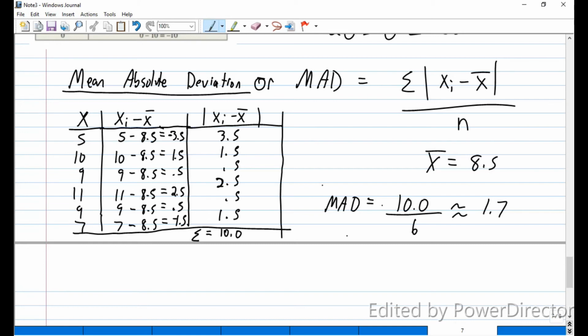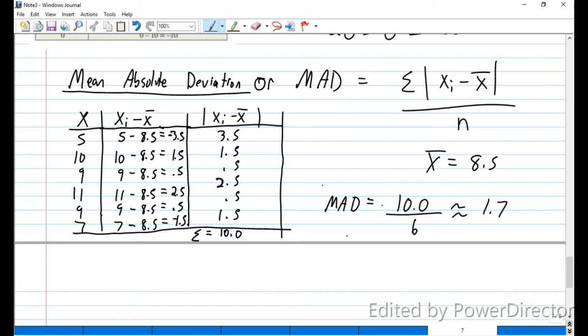So that's the mean absolute deviation. All right, so what does that mean? On average, the data items are 1.7 units from the mean. And I have to use the word average there.